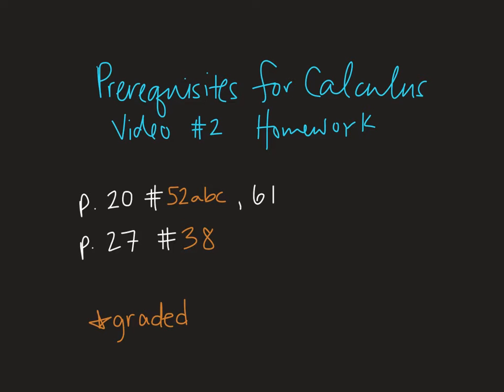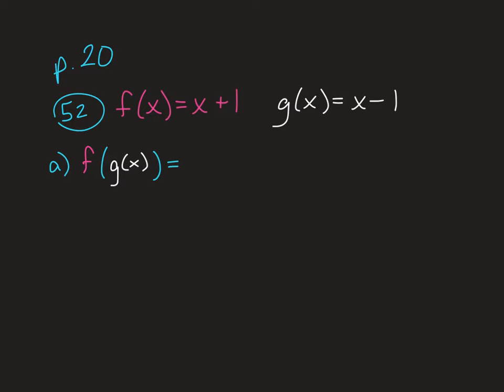Let's get going on the second textbook homework assignment. Okay, so for number 52, we are composing functions. We have f of x and g of x that are pretty similar. And so for part A, we want to find f of g of x. That means that we want to plug in g of x into the function f.